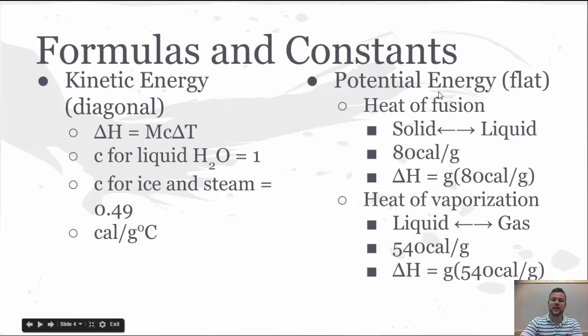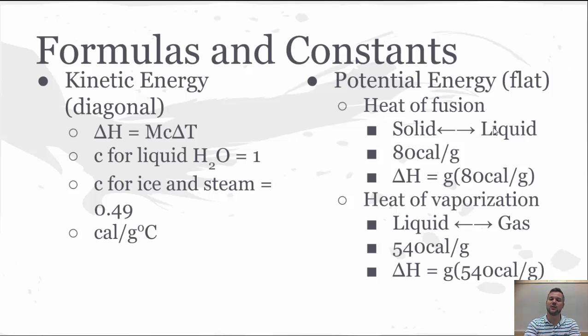Now, on the other end, when we have flat portions of our graph, we can't use MC delta T because there's no change in temperature. So we're going to use things called heat of fusion and heat of vaporization. For these, it's specific to the phase change that we're discussing. So if we're talking about heat of fusion, that would be solid to liquid. How I like to think about that is going from liquid to solid. When you're freezing, you're fusing that sample together. It's going to fuse together into one. So that's how I remember that that's heat of fusion.